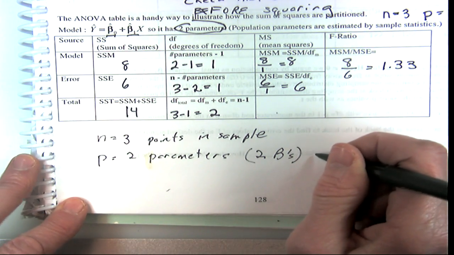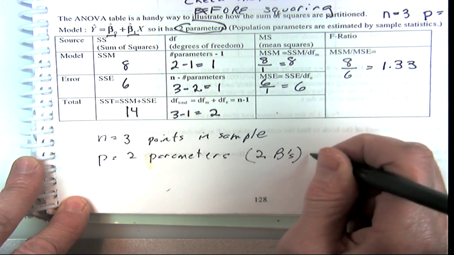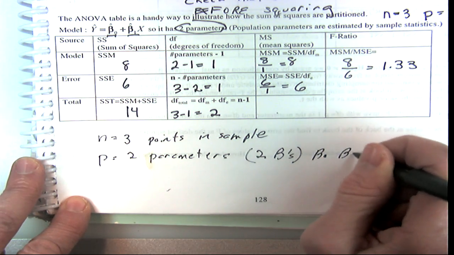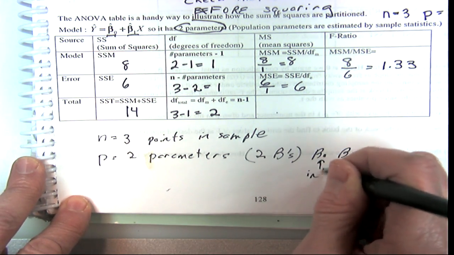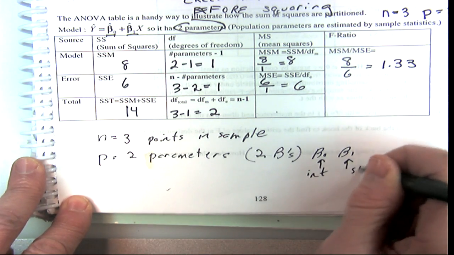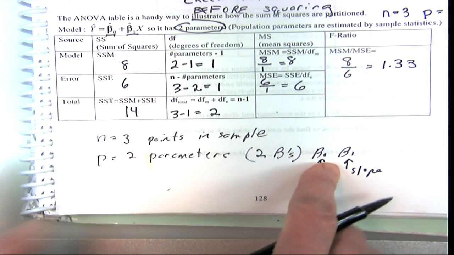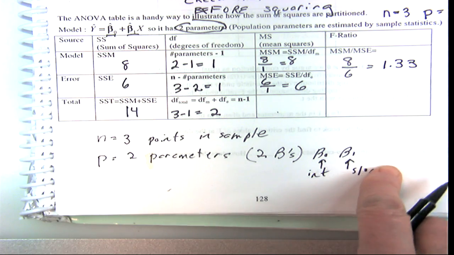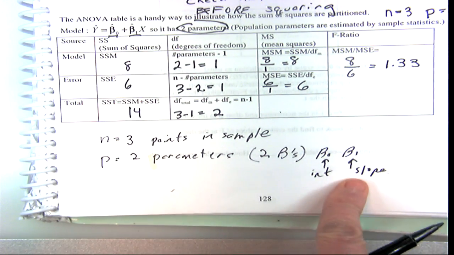There's 1 intercept, 2 betas, beta 0 and beta 1. And so we're just estimating an intercept and a slope. And we're going to add more slopes later on, beta 2, etc. So we just have 2 parameters now.